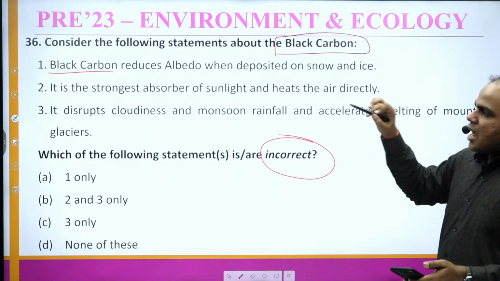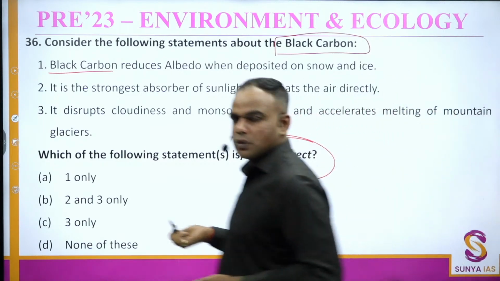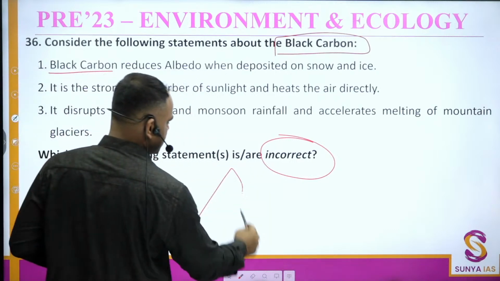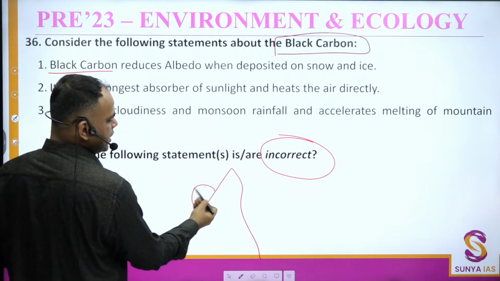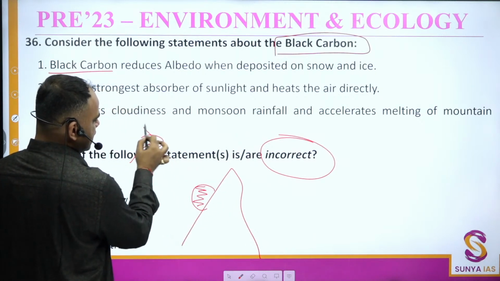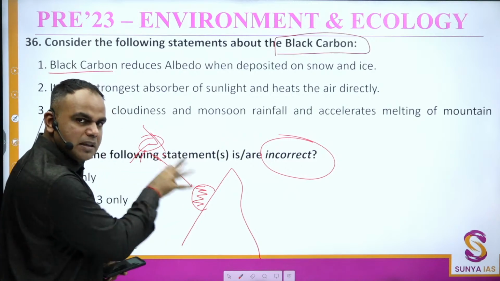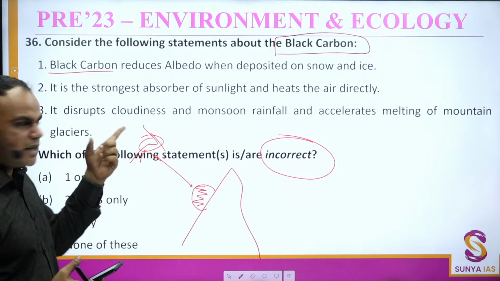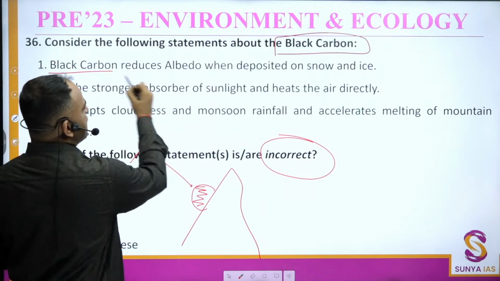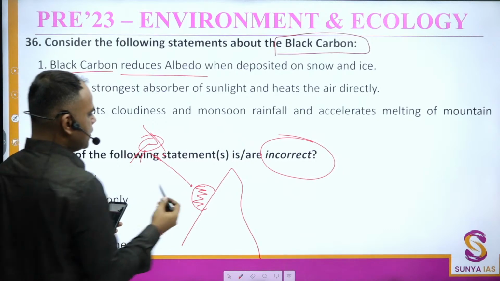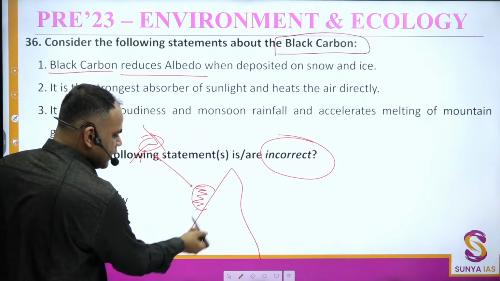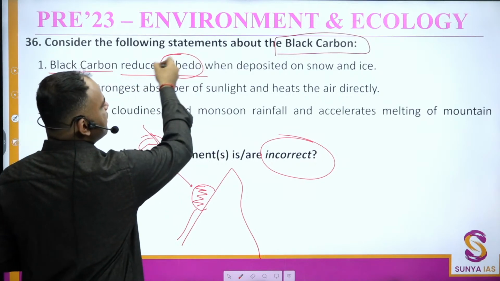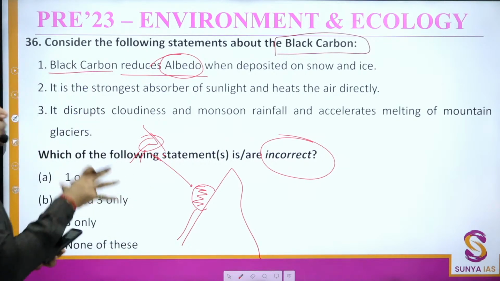Now it is saying black carbon reduces the albedo. What is albedo? Albedo is reflectivity. Let's say this is a glacier, and on this glacier a lot of black carbon has been deposited. Because of the sun, the heat is going to be absorbed by the black carbon, which means the reflectivity will reduce, not increase. So black carbon does reduce the reflectivity, true. And because of this the glacier will also melt, right? So black carbon reduces albedo. Albedo means reflectivity, and reflectivity is reduced. True.